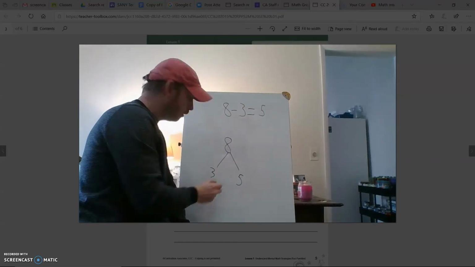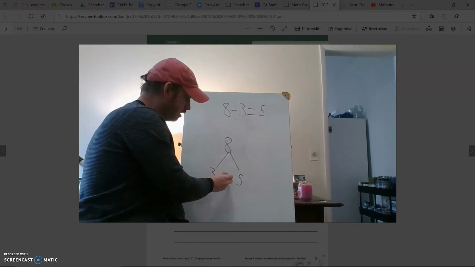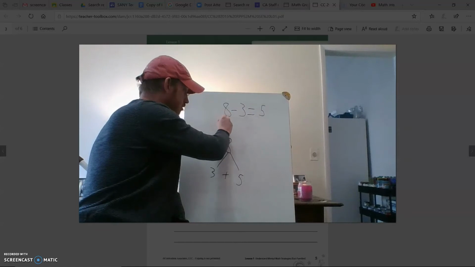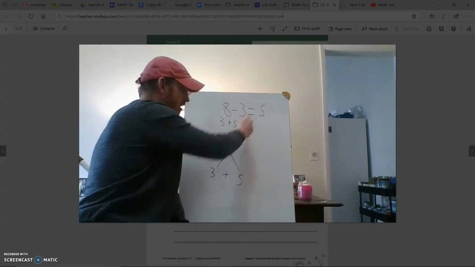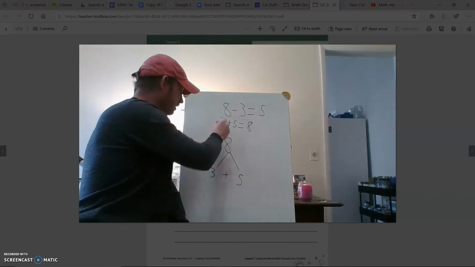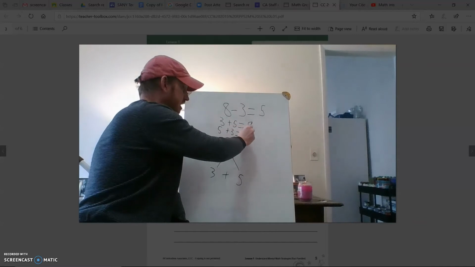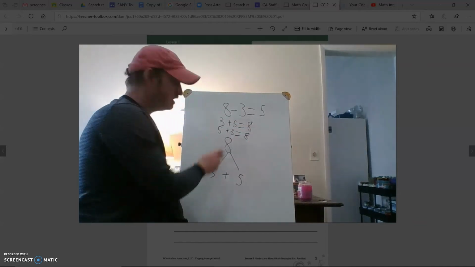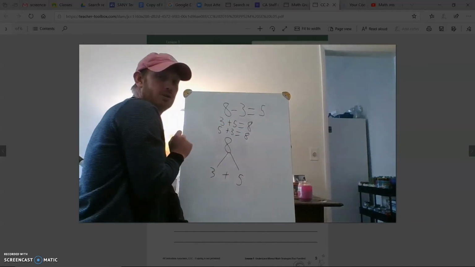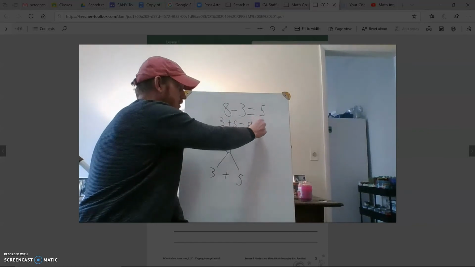And I also know that 3 plus 5 is equal to 8. And 5 plus 3 is equal to 8. As you can see, the order doesn't matter. Both are correct.